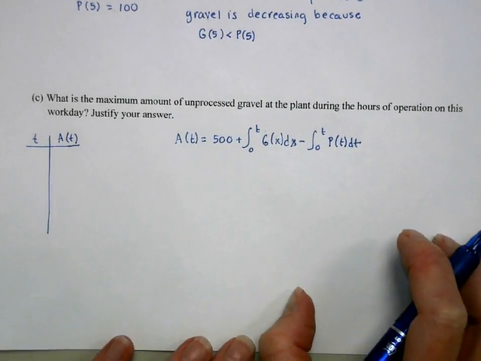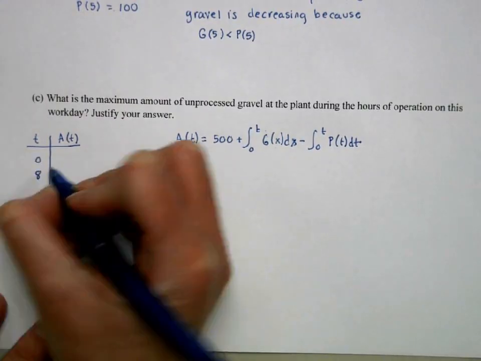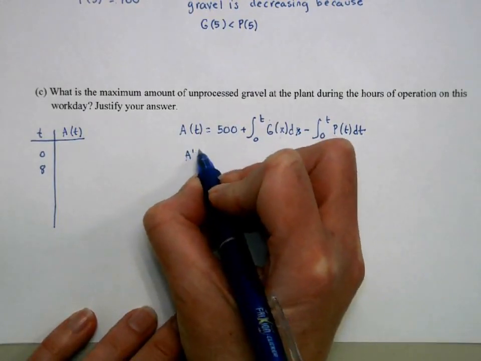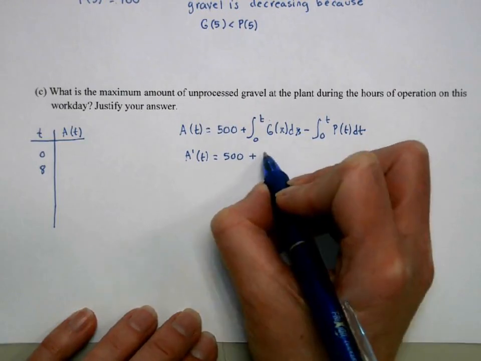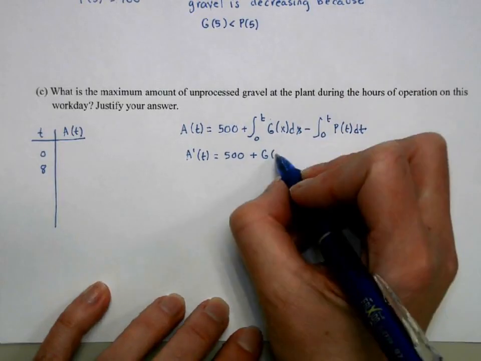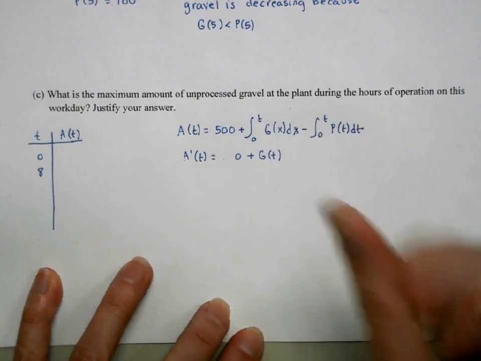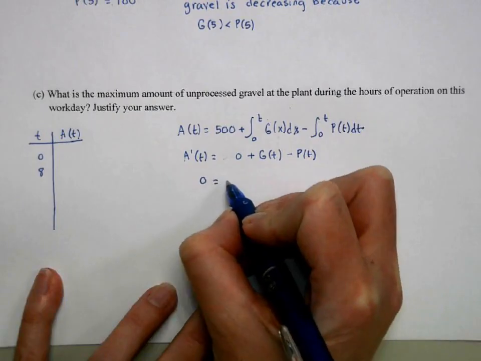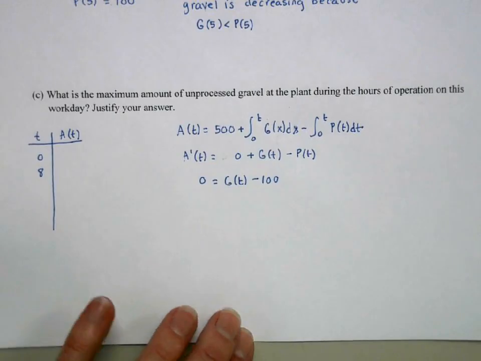My endpoints are going to be 0 and 8, and then I want to find the critical points. So if I take the derivative of this, this is going to be 500 plus G of T, derivative of 500 is 0, minus P of T. So if I set that equal to 0, and I'm going to go ahead and replace P of T with what it is, which is just 100. What I'm looking for is where G of T equals 100.